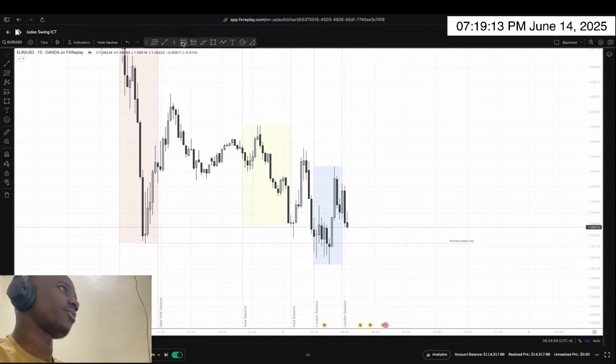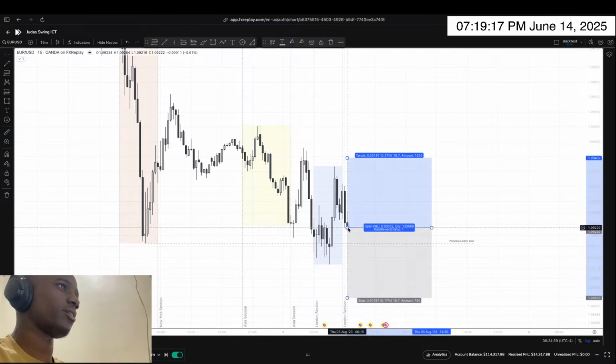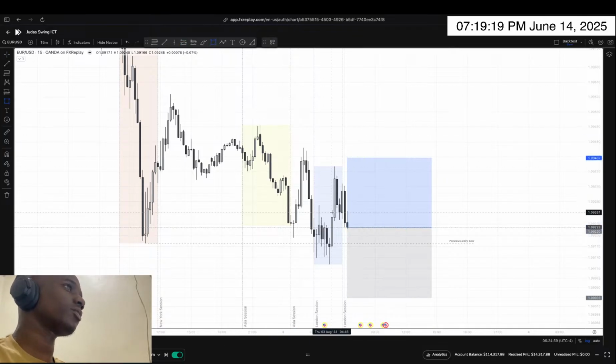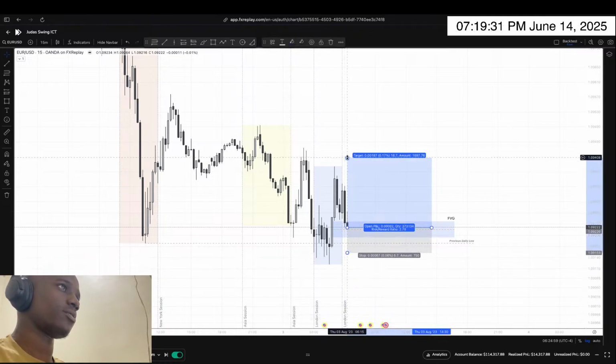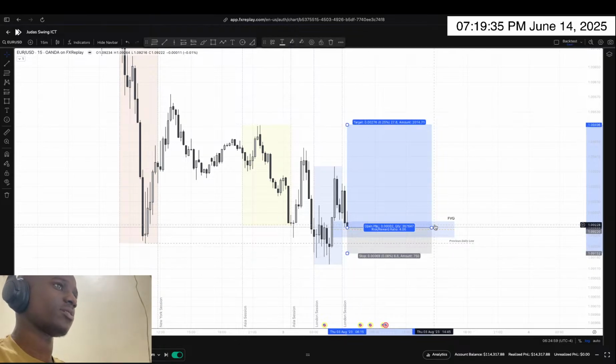Pushed high, shifted, created a fair value gap, dropped into it, and this would prompt us to really enter and target the Asia highs. So I think I'll place a buy, and I would be entering on this fair value gap, inside of there. Good FVG, and we use one stop loss somewhere there. Target Asia highs. Yeah, something like this.